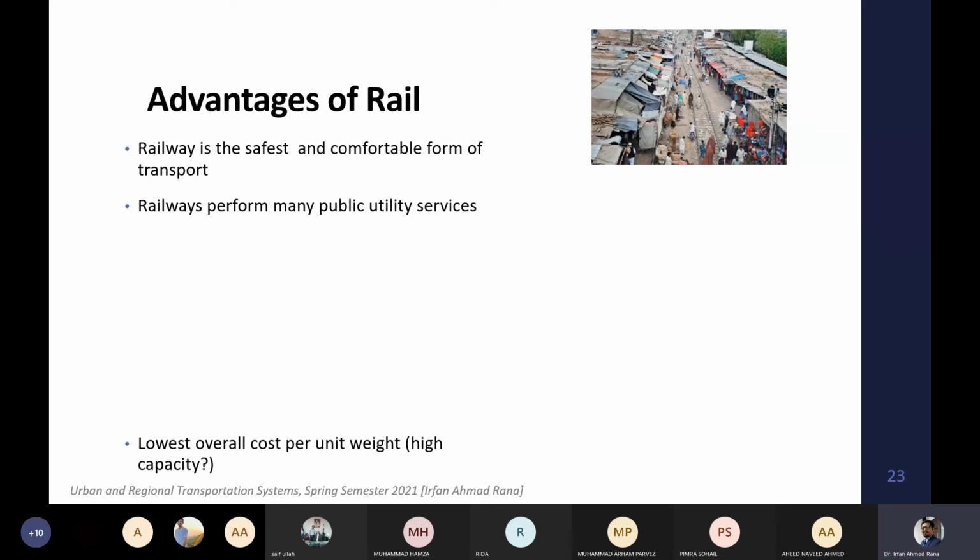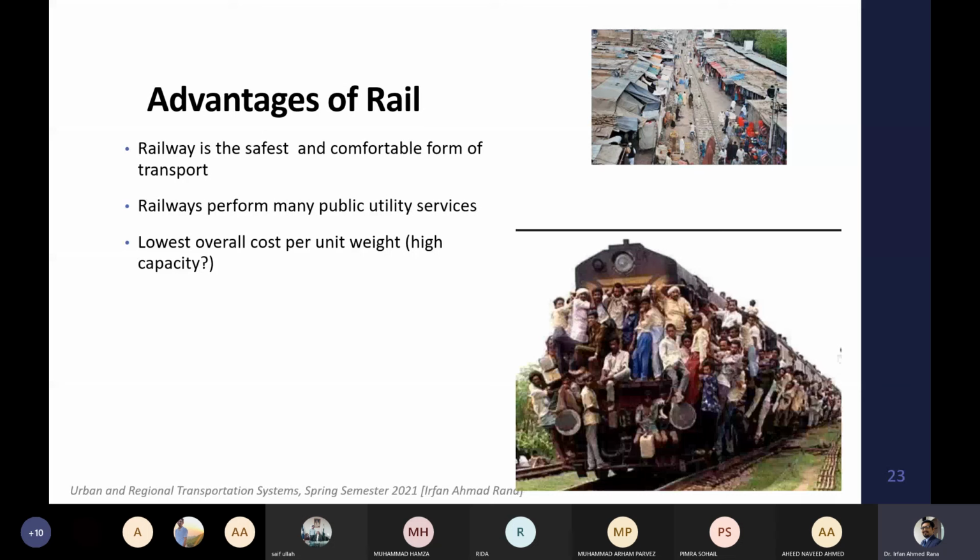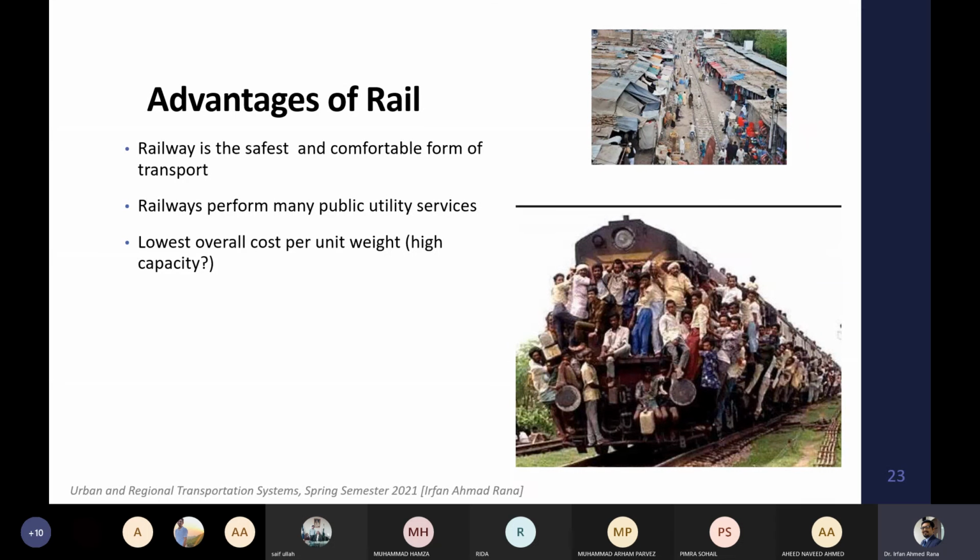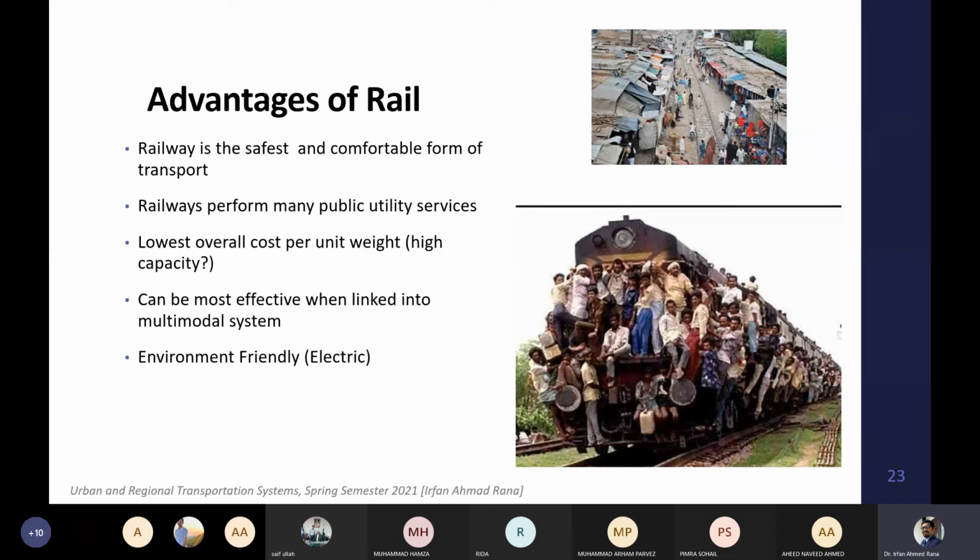Okay, utility services per cost is low, probably because it has high capacity. It can be integrated with different modes as well, and it can directly go into the inner transportation system of your city, so it can be linked directly to it. Okay, transportation for dangerous goods, and this is good, that we should use train systems in Pakistan. We are still using trucks to transport oil or petrol, and that is very dangerous. If you remember that incident of Bahawalnagar. Okay, what are the disadvantages?